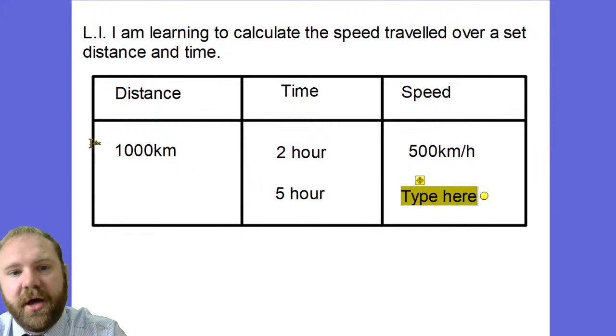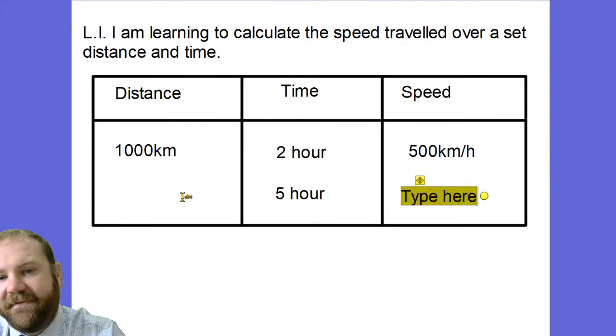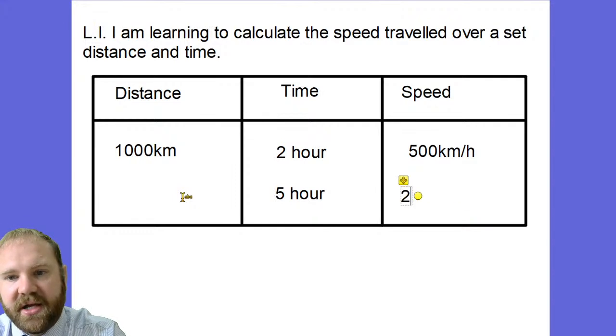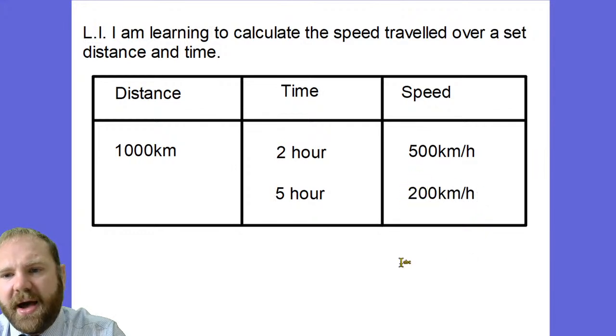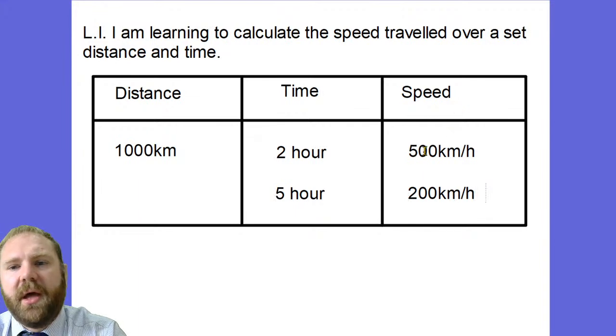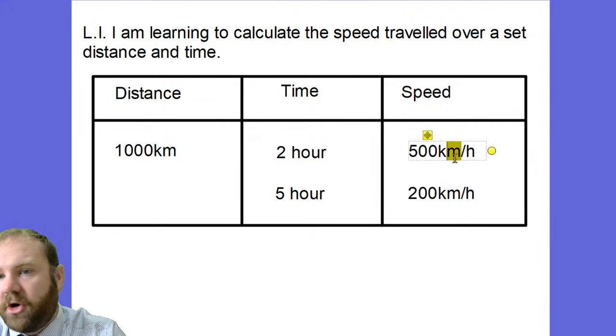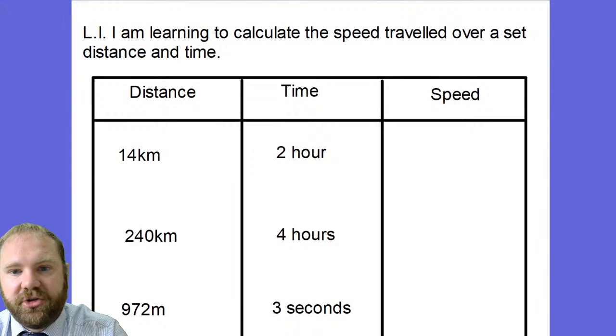In the case of this one, 1,000 divided by 5, in that case, is going to be 200 kilometers per hour. So at this sort of speed, we're maybe talking a very fast train, perhaps going 200 kilometers per hour. And this one here, we're maybe talking some sort of plane going 500 kilometers an hour. So here are some challenge ones for you to try.